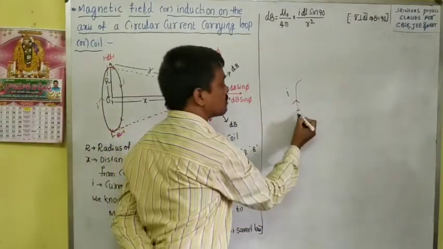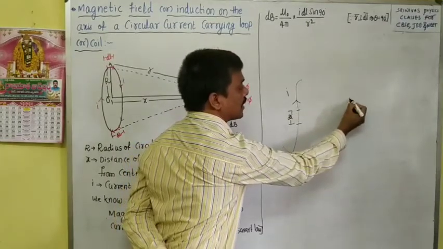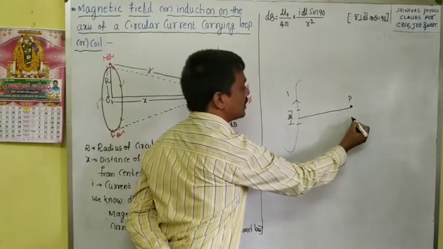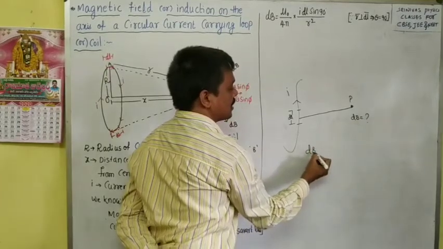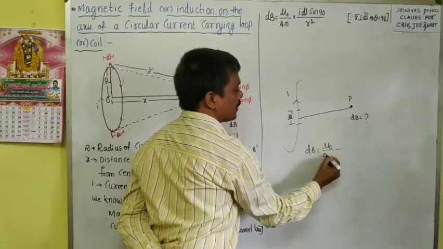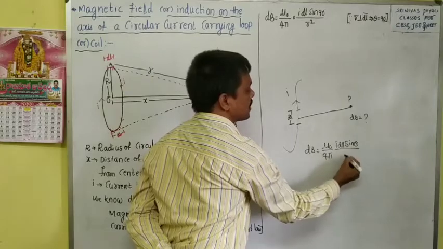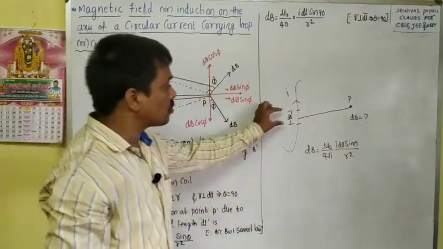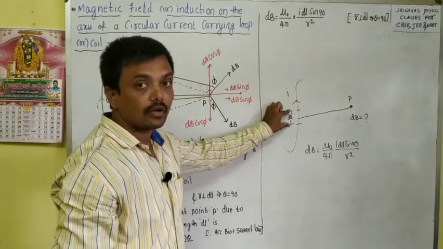We have to take a small element on the current carrying loop, and to find the magnetic induction at point P, you have to join the element and point P. Then you have to use the magnetic induction formula, which is mu naught I by 4 pi, I dl sin theta by r squared. This is the formula. That means in order to apply the Biot-Savart law, we have to take a small element on the current carrying wire.